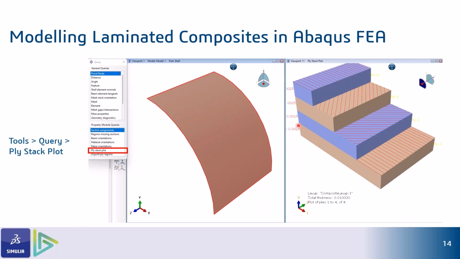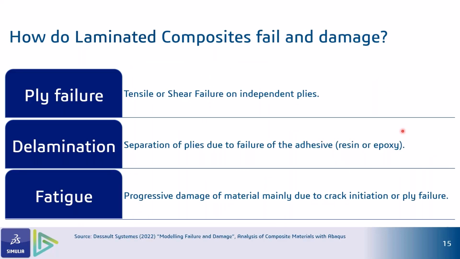And the answer is yes. Abaqus has this very intuitive technique called a ply stack plot, where when you click the tools, query, and ply stack plot, and then you click the composite, you can actually see not only the stacking that is available, the thickness, but also the orientation of each laminate on that composite.